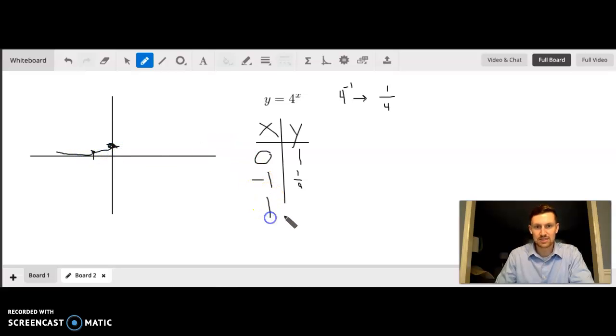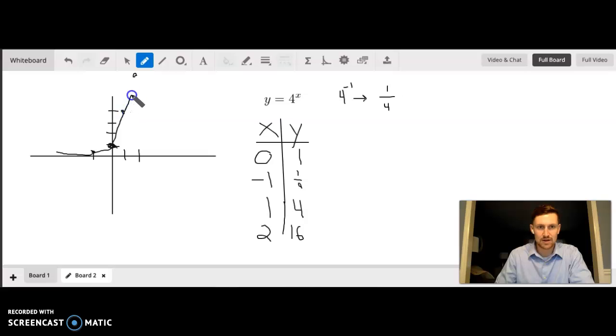Okay? If I went the positive direction a little bit, I would have a 1 there. If I plug in a 1, 4 to the first equals 4. Notice how rapidly that grew. At +1, we're already all the way up here, 1, 2, 3, 4 at +4. All right, and then we can do one more point, and that is a +2. 4 squared, boom, and see how fast we grew there. At +2, we're all the way up here at +16.